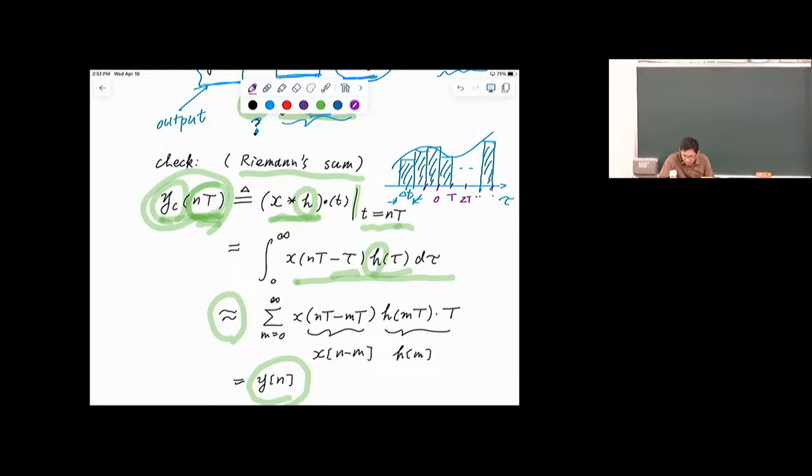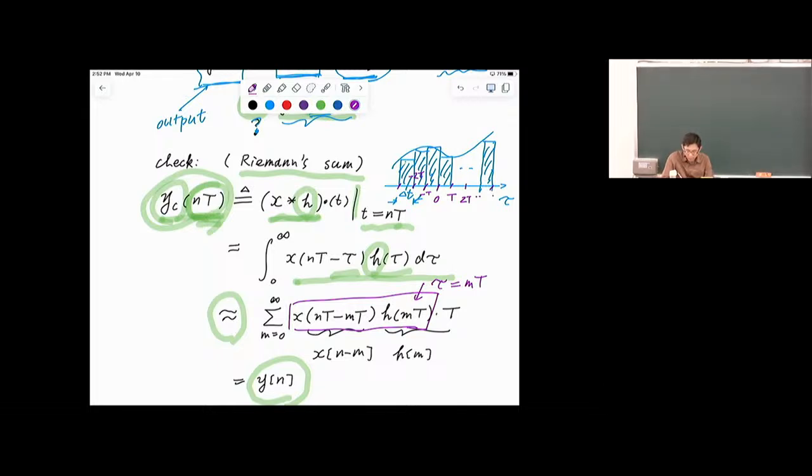0, minus t, minus 2t, and so on. Okay, so that's why I mean that we are evaluating this expression at time equals mt. This is tau equals mt. Make this substitution, then we replace the integral with the summation.